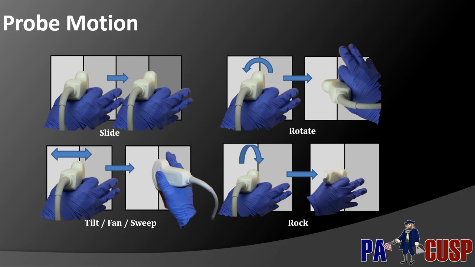Rotation is the second term. Similar to sliding, you're going to hold the ultrasound in a fixed position, but you're going to twist it along its central axis, much like a corkscrew.